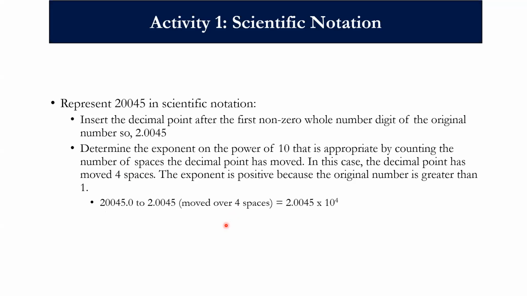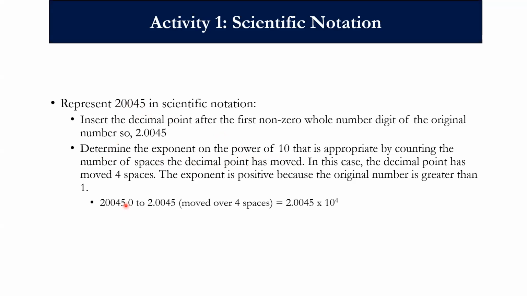This is an example from your book. So if you wanted to represent 20,045 in scientific notation, you would need to insert the decimal point after the first non-zero whole number digit of the original number. So it would be 2.0045. You have to determine the exponent on the power of 10 that is appropriate by counting the number of spaces the decimal point has moved. So we have moved our decimal point 1, 2, 3, 4 times to the left. In this case, the decimal point has moved 4 spaces. The exponent is positive because the original number is greater than 1.